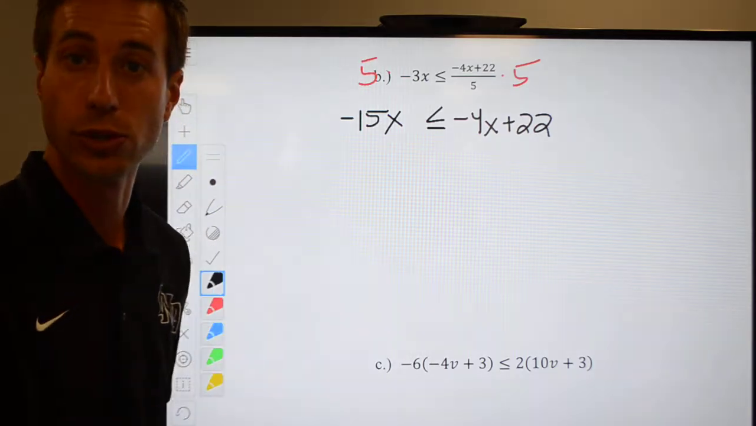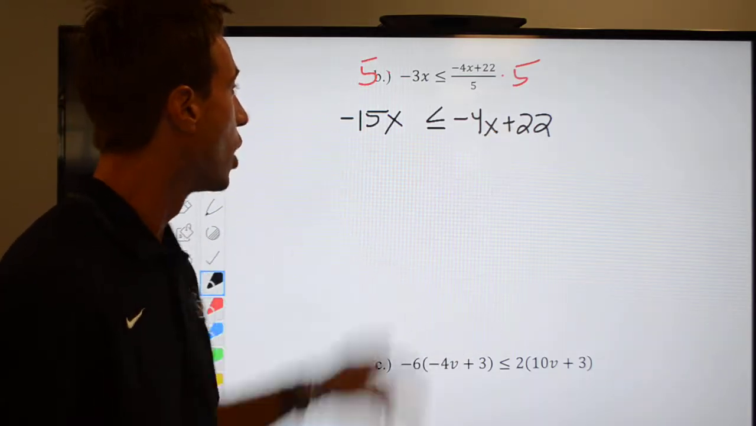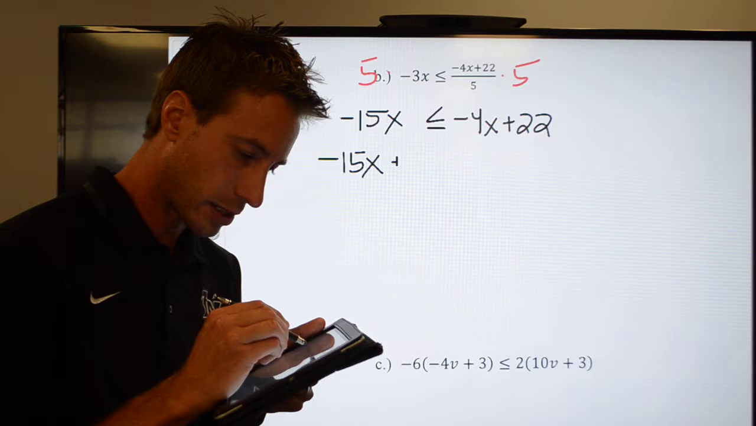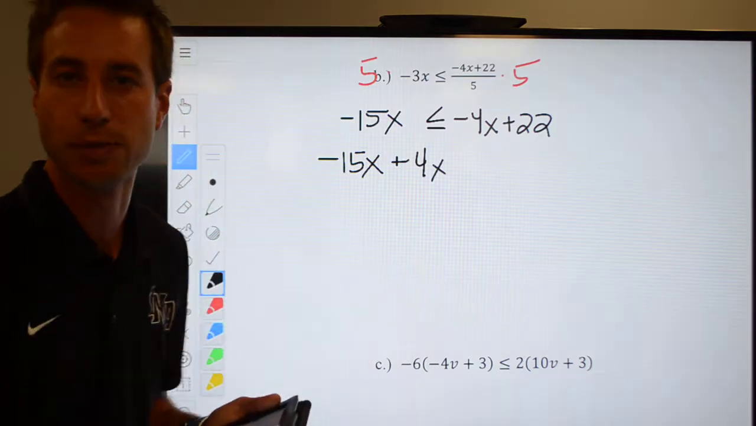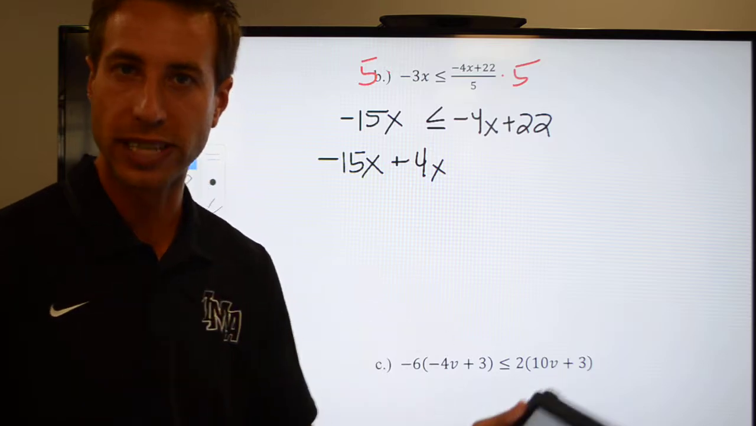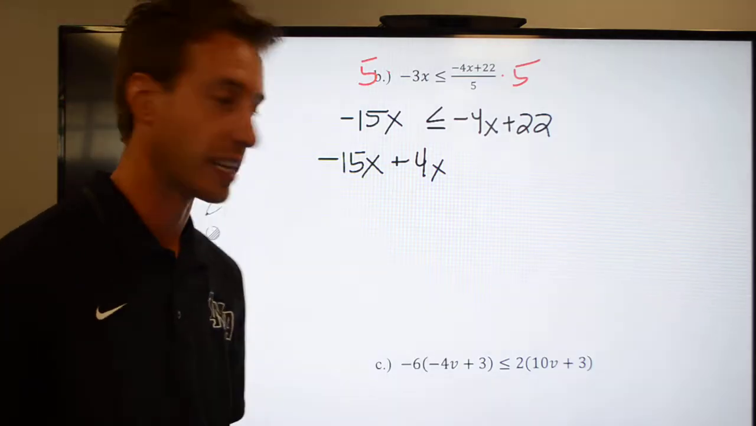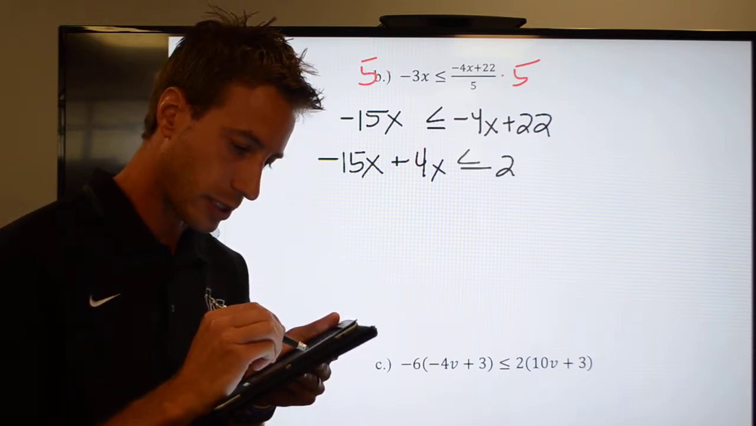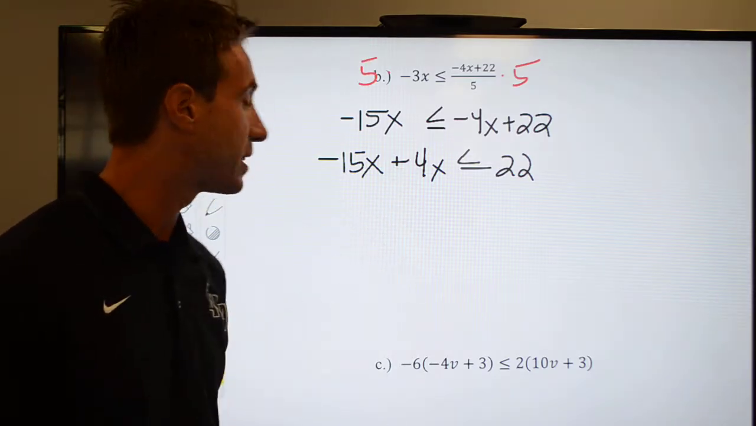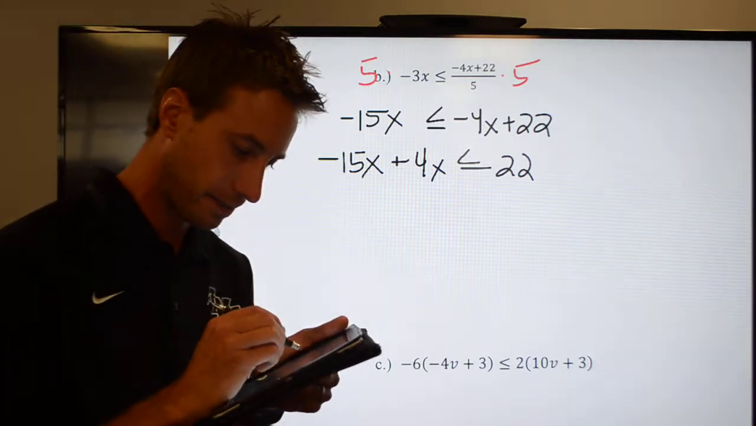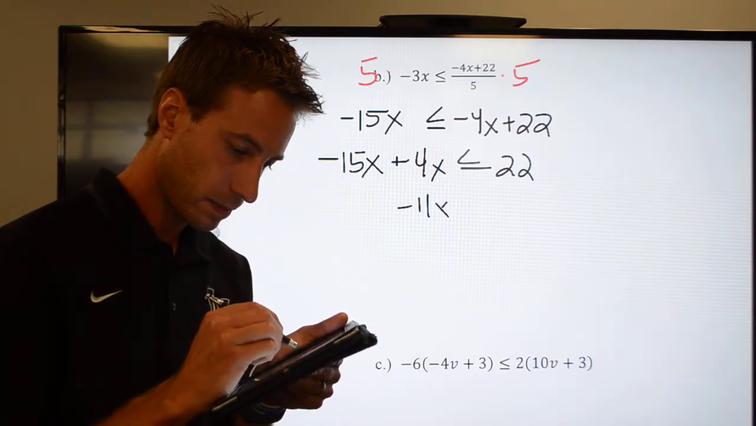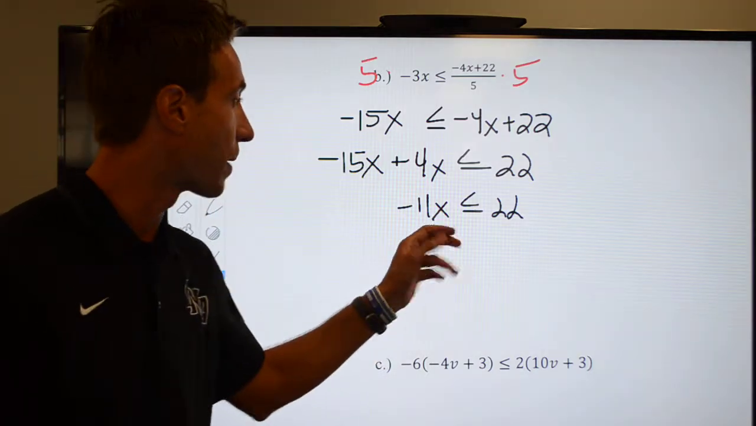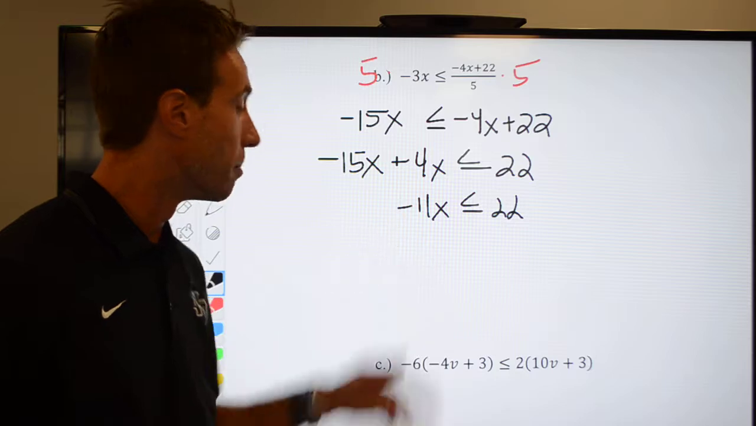Okay, well now I'm all set to combine my like terms. I'm going to move the 4x over to the other side, so minus 15x plus 4x. Again, I can add and subtract on both sides of the inequality all day long. Won't flip the direction of the inequality, so we're good there. Still going to be less than or equal to 22. Let's see here, a positive 15 plus 4, I get negative 11, less than or equal to 22. And then I need to get this x by itself. I'm going to be dividing both sides by negative 11.